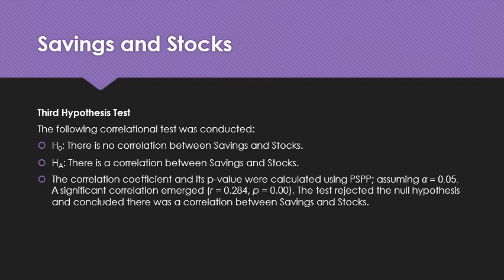A significant correlation emerged. The coefficient was 0.284, while the p-value was 0.00. The test rejected the null hypothesis and concluded there was a correlation between savings and stocks.